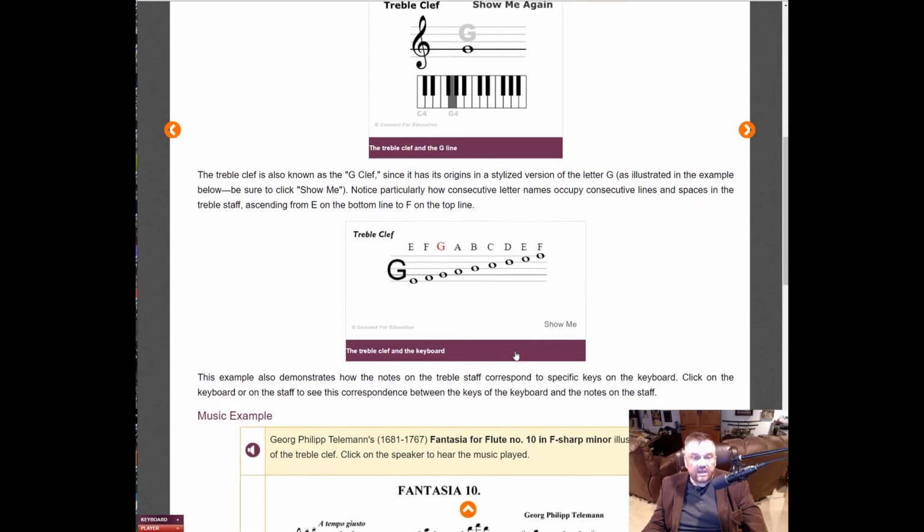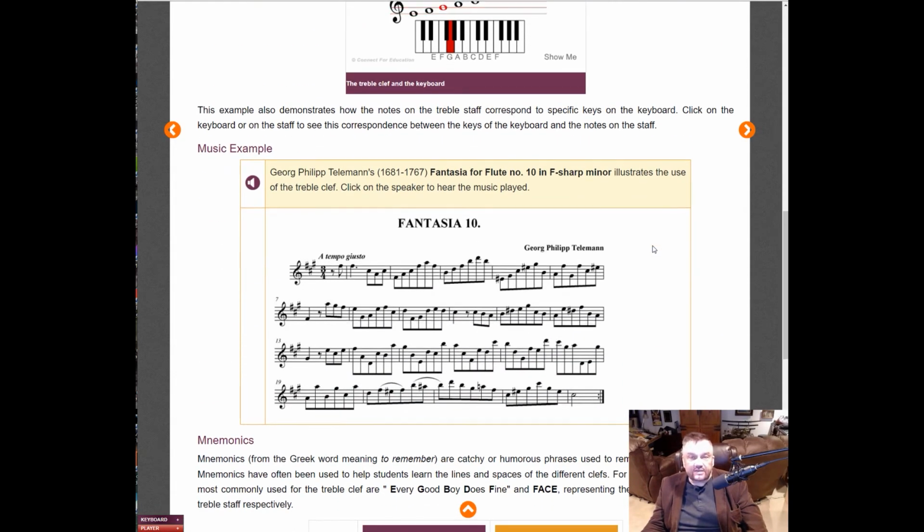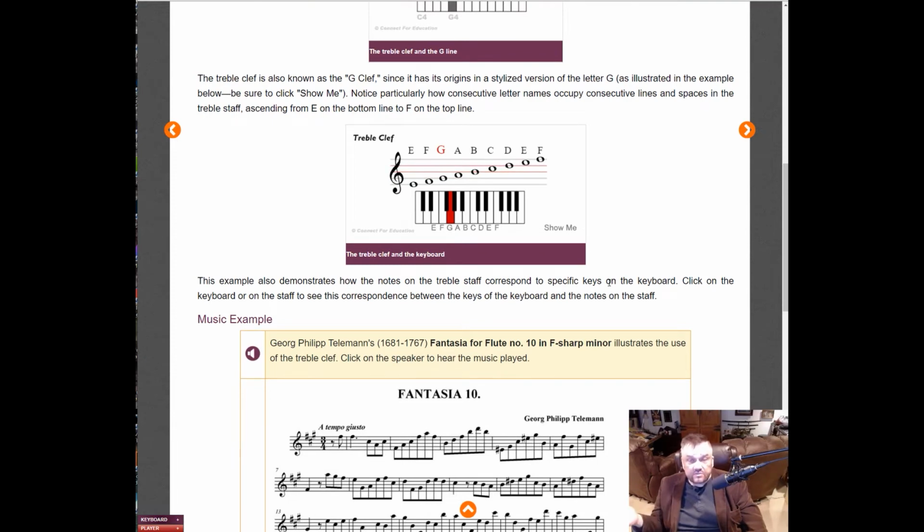Again, they're showing you where that G4 is, right? Okay. And now it's saying the treble clef is also known as the G clef, since it has its origins in a stylized version of the letter G, as illustrated on the example. Okay, I mean, honestly, folks, this isn't that big a deal. Don't really worry about that. Showing you a little bit of a scale based upon the treble clef. It's showing you where those notes are. It's showing you their octave designation, but they're not giving you the number. They're just telling you that these notes fall within this span, and that is their sound.